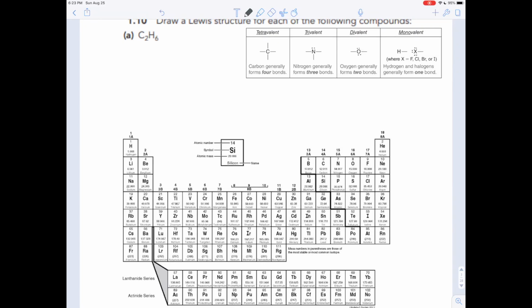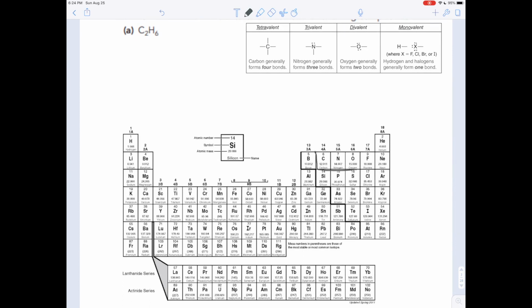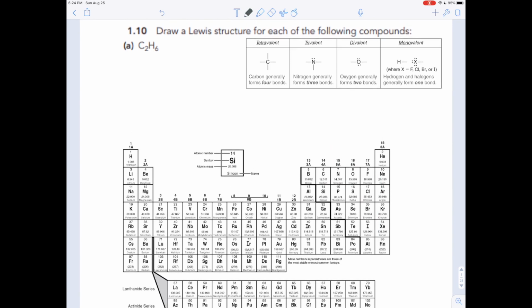The most common elements used in organic chemistry are in the top right of the periodic table: carbon, nitrogen, oxygen, fluorine, chlorine, bromine, and iodine. Those show up the most. And so it's useful to have a sort of shorthand to know how many bonds those elements can form.